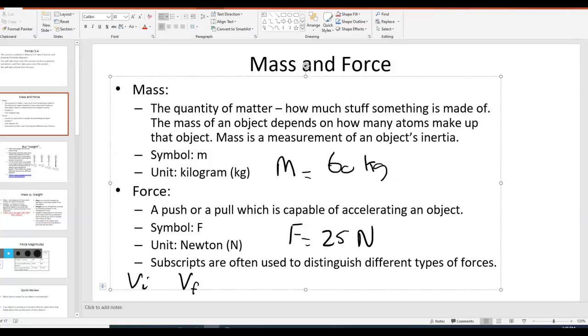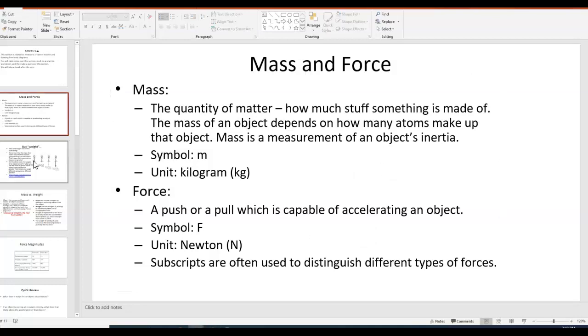Now, one more thing I want to talk about before we get to Newton's first law of motion is the difference between mass and weight. Okay, mass and weight are not the same thing. So, let's go to the next slide.